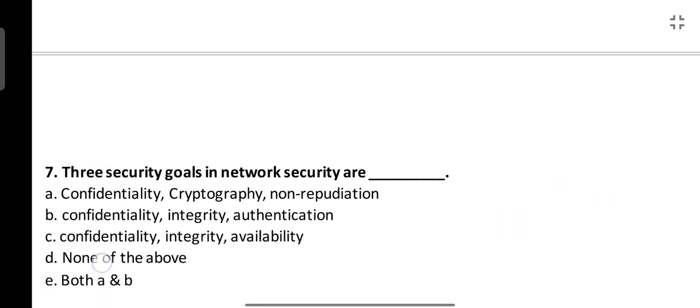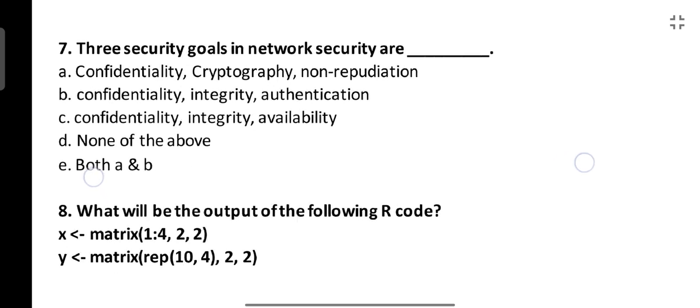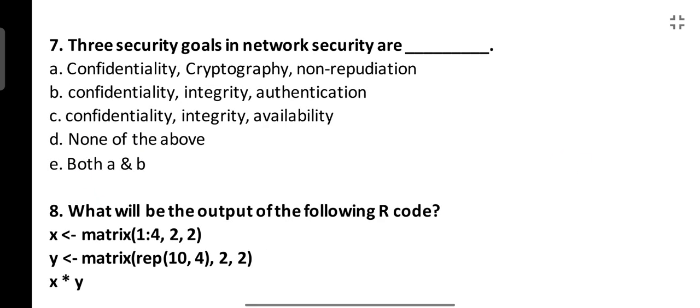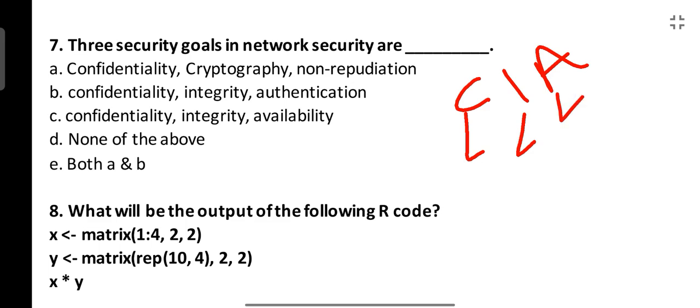Let's go to the next question. 3 security goals in network security are. The 3 major security goals in network security are known as CIA, or we also call it the CIA triad. So what is CIA? Confidentiality, integrity and availability. So the correct answer is option C, confidentiality, integrity, availability.